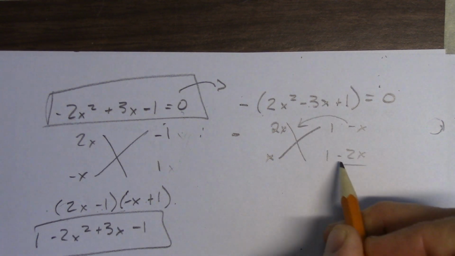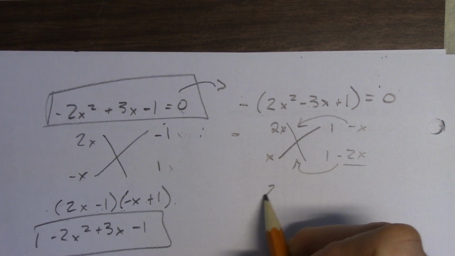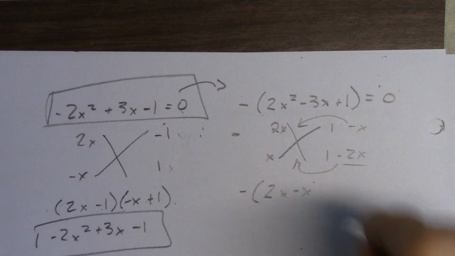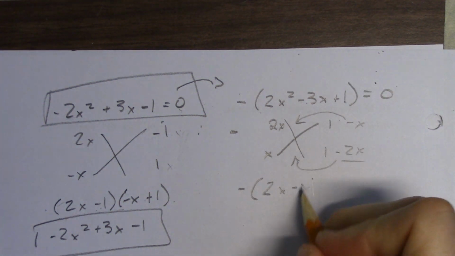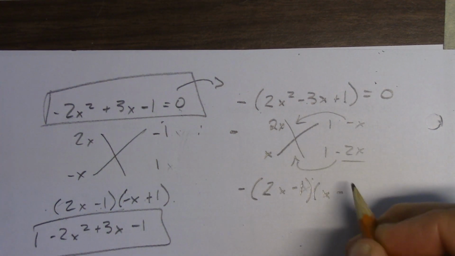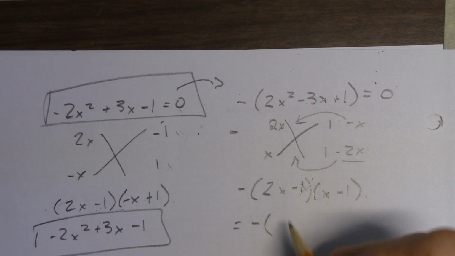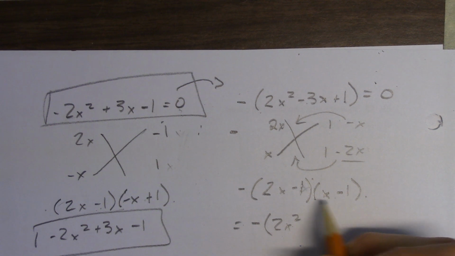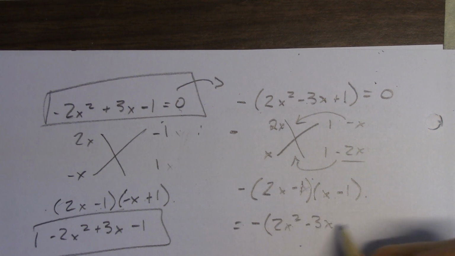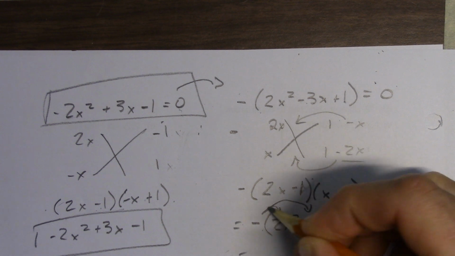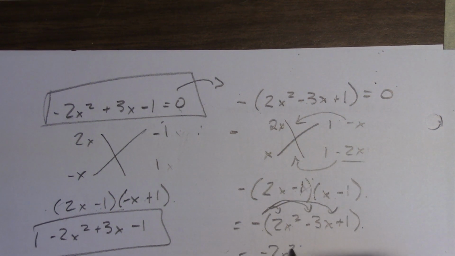So therefore, the negative signs come in here, and we get negative 2x minus x, sorry, 2x minus 1, and x minus 1. If we multiply these out, we'll keep that negative again on the outside. We get 2x squared minus 2x minus x is minus 3x. And then -1 times -1 is +1. Now we're going to redistribute the negative sign to every single term. And we get negative 2x squared plus 3x minus 1.